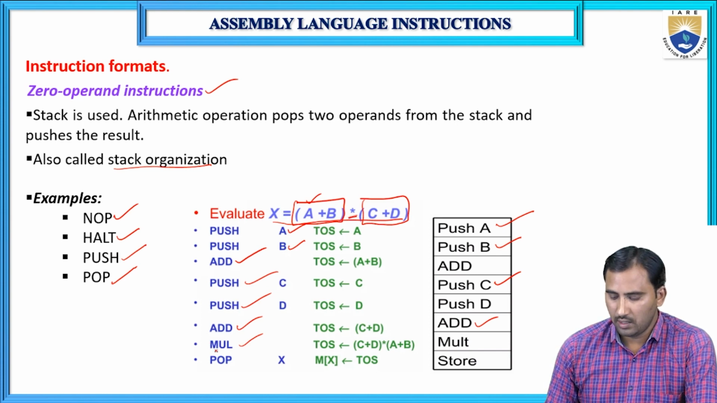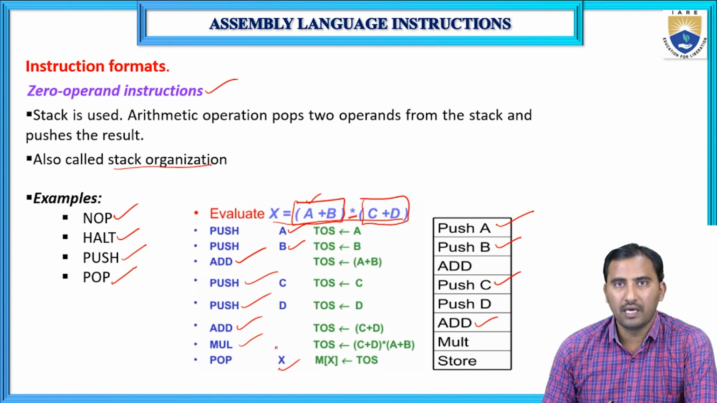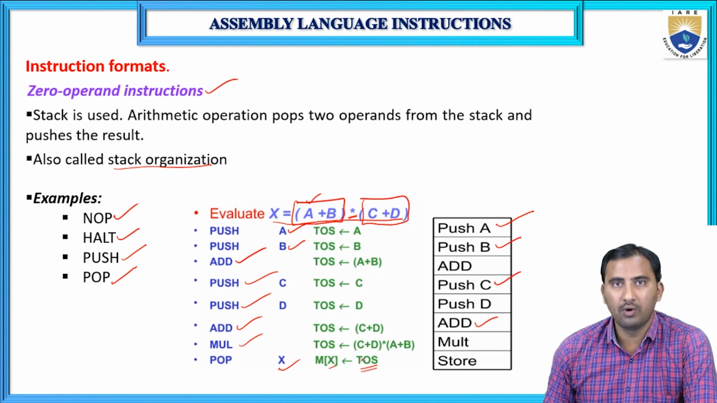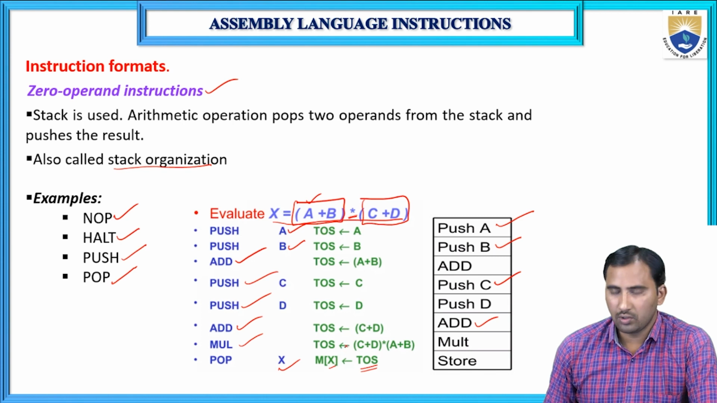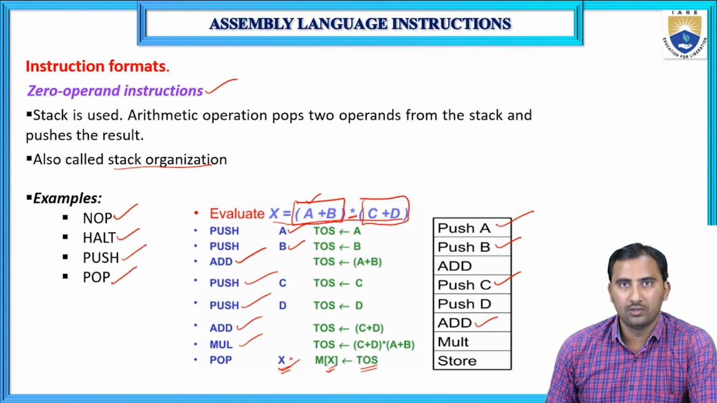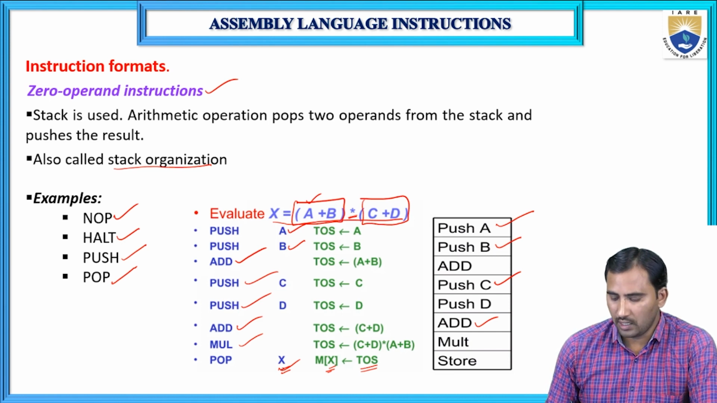So MUL. Next, pop. After multiplication, that result we store somewhere in the memory. That location is given by TOS. TOS means top of the stack. So the result will be stored in the top of the stack. Then from the top of the stack, we copy it to some register X. So finally the result will be stored in the register X. So this is a 0 operand instruction.